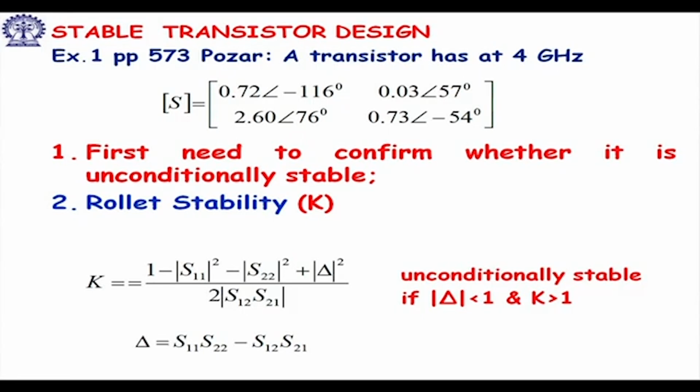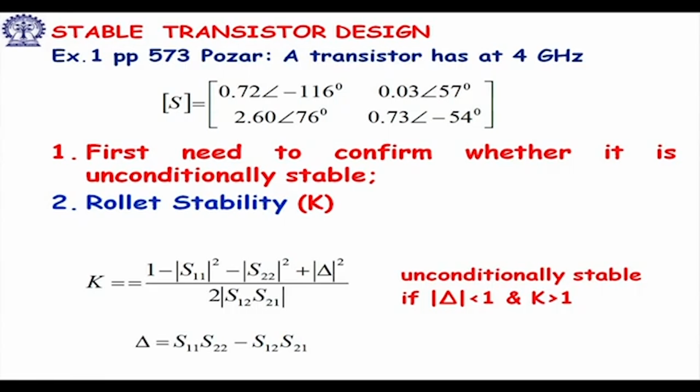Also S parameters are bias dependent quantities. So, if we change the DC biases, the S parameter values will also change. So, this is the problem, S parameters are given. Now, you design for conjugate matching. First, obviously we need to confirm whether it is stable or not.